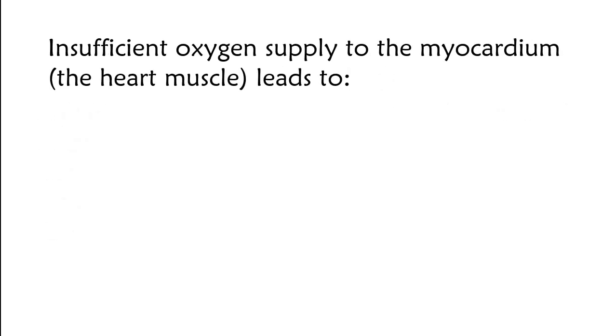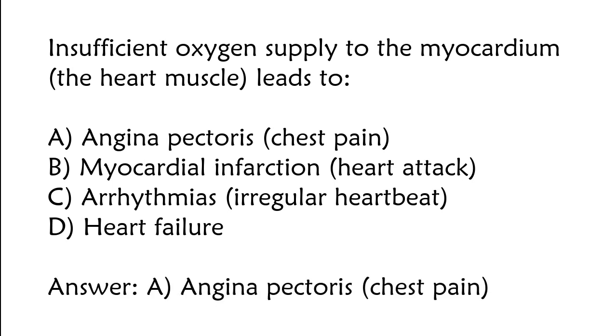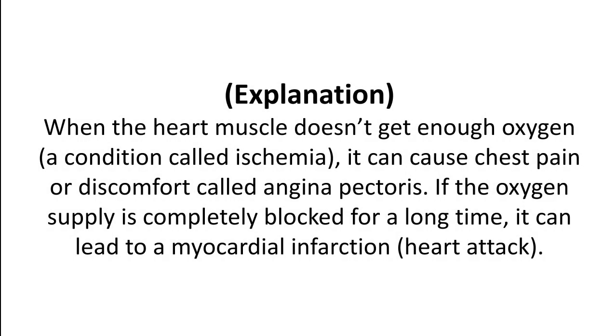Insufficient oxygen supply to the myocardium, the heart muscle, leads to angina pectoris, chest pain, myocardial infarction, heart attack, arrhythmias, irregular heartbeat, heart failure. The correct answer is option A, angina pectoris, chest pain. Explanation: when the heart muscle doesn't get enough oxygen, a condition called ischemia, it can cause chest pain or discomfort called angina pectoris. If the oxygen supply is completely blocked for a long time, it can lead to a myocardial infarction, heart attack.